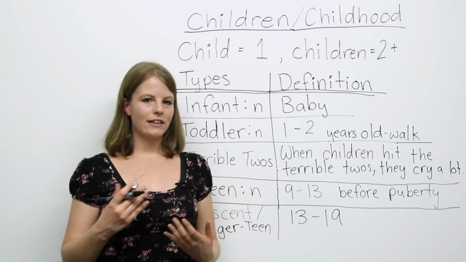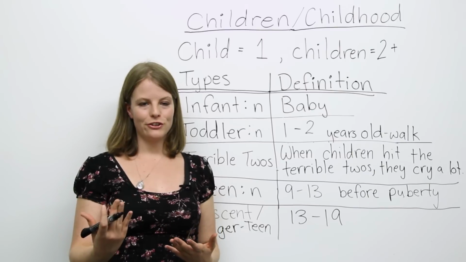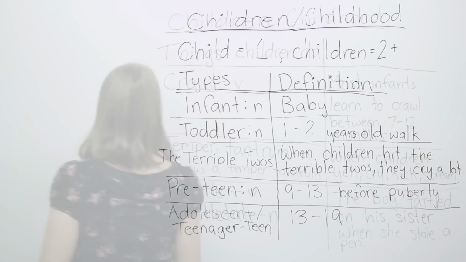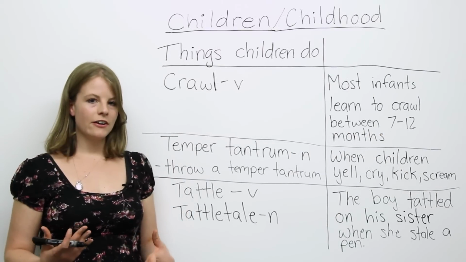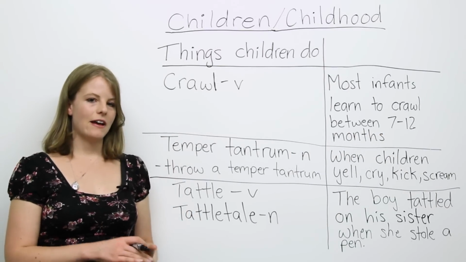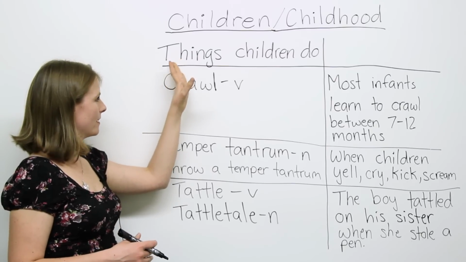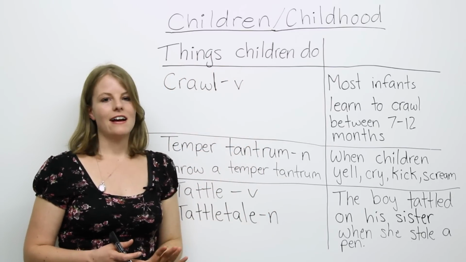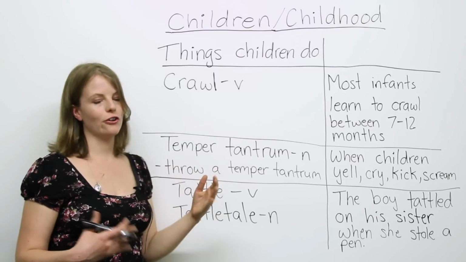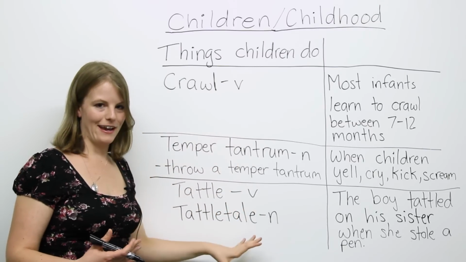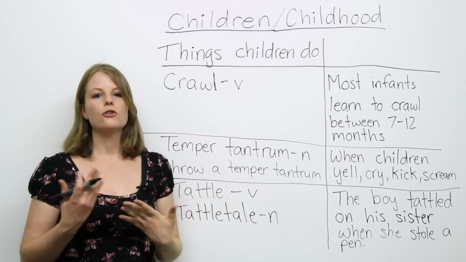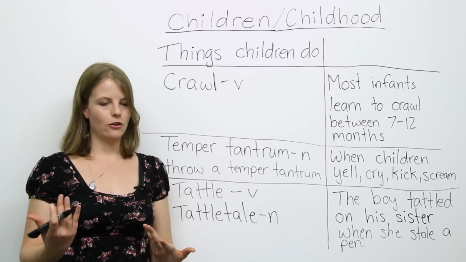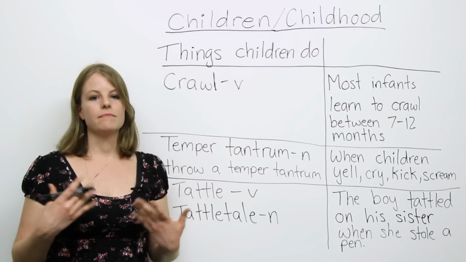Okay, so now we're going to learn some vocabulary about what children do and what parents do. So here are a couple of vocabulary words that are things that children do. Most of these are actions. Now, of course, children do a lot more things than the 3 things I have here, but these are words you may not know. They're words that can help you if you're doing TOEFL, IELTS.